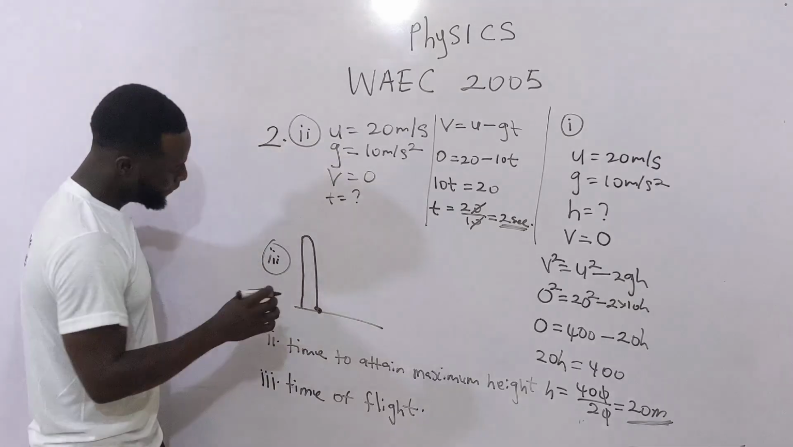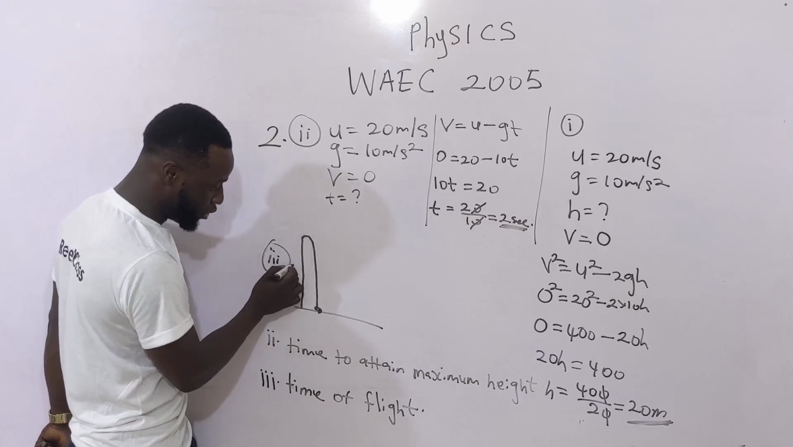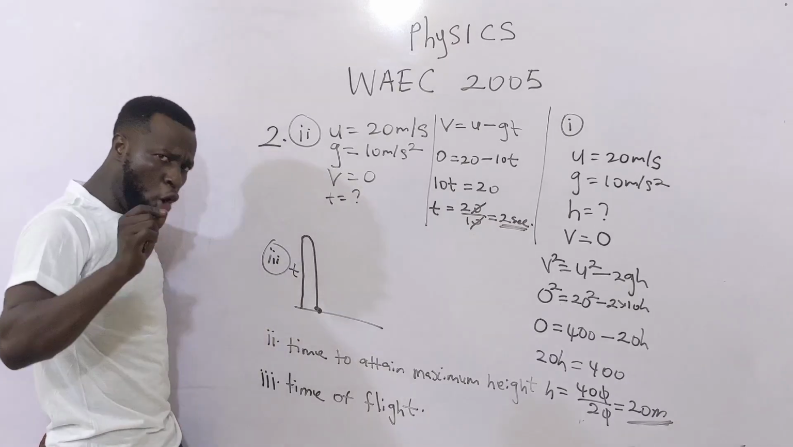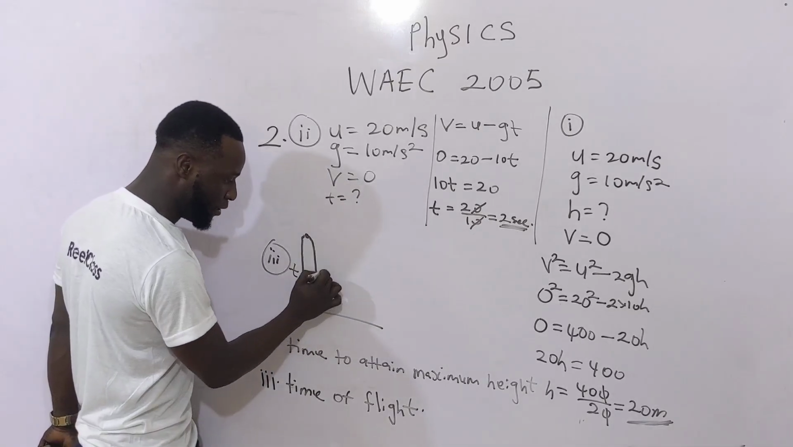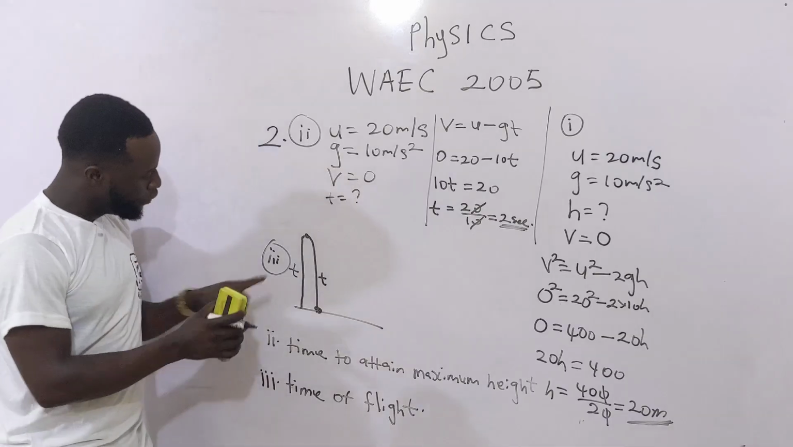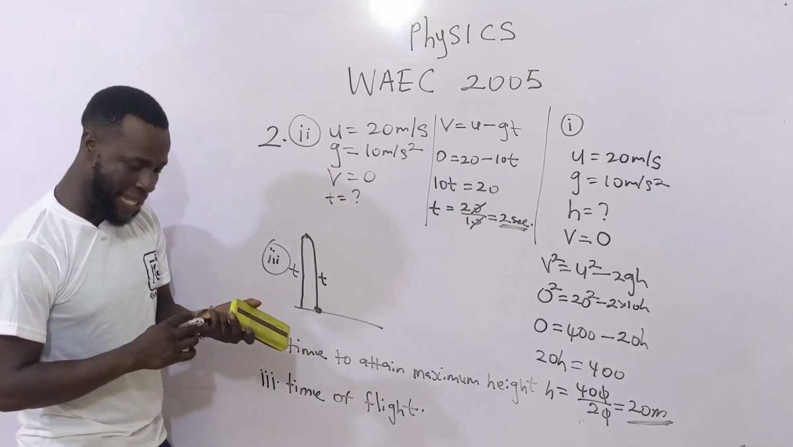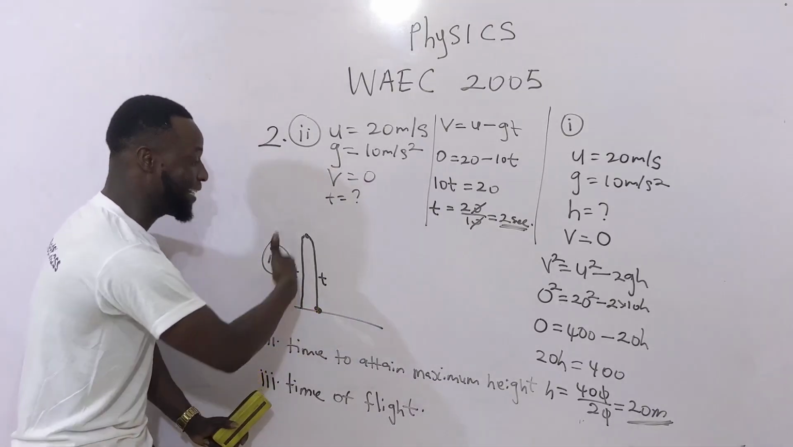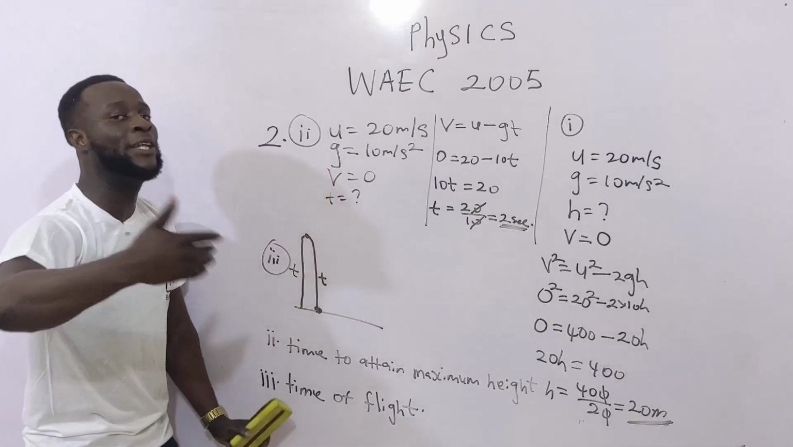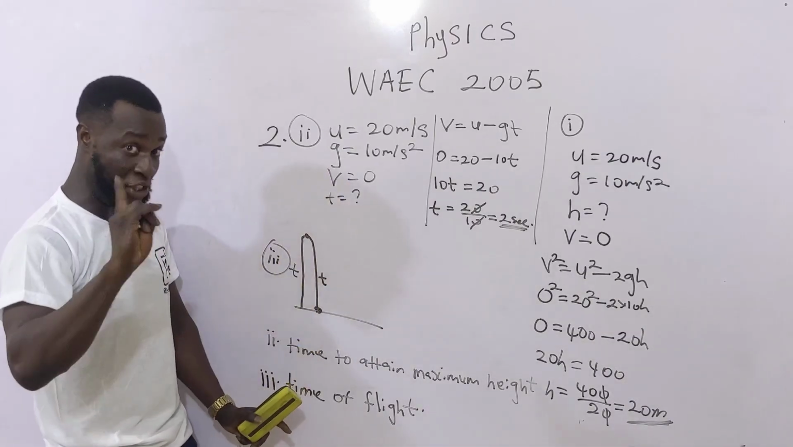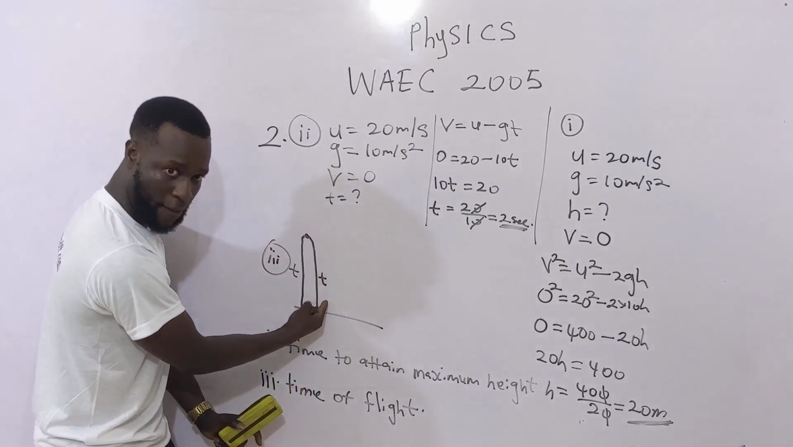You should note that the time it took it to move from here to here, let's call it small letter t, would also be the same time it would take it to move from here back to the ground level, which is also t. From here to here and from here to here are the same. When they say time of flight, they are talking about the total time spent in the air. Sometimes they may not even mention time of flight. They will say how long will it take for it to return back to the ground level, which is the same thing as time of flight, which is the total time it will take to return back.